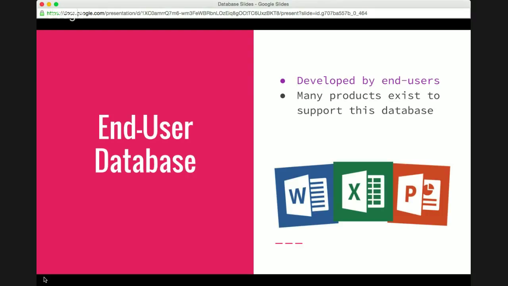Finally, we have an end-user database, and this is developed by end users. Many products exist that support this type of database, and a few of them include documents, spreadsheets, presentations, and multimedia files.